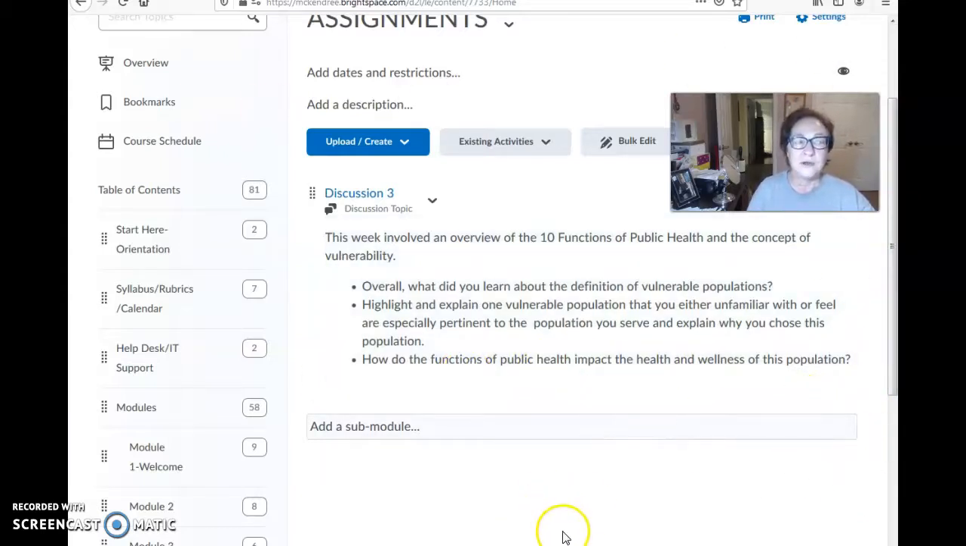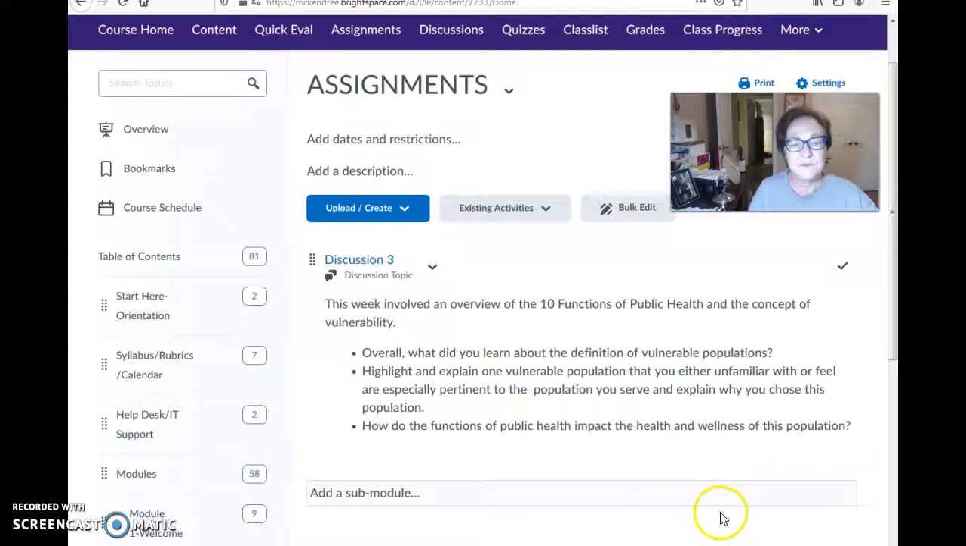So we know that homeless people are part of one of the vulnerable populations. So if you work in an ER, like in a large metropolitan city, or maybe even a small one, and you serve quite a number of homeless people, maybe you want to do a little more research about that and talk about that and look at what particular slices of the wheel in the functions of public health impact the wellness of this population. So that is it for this week.